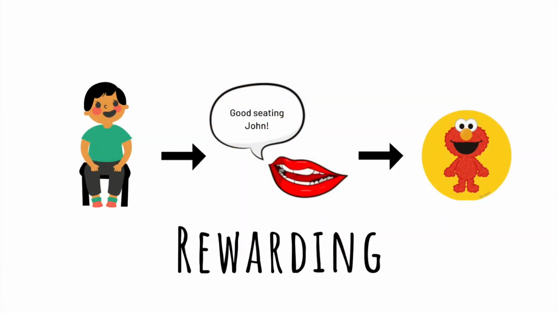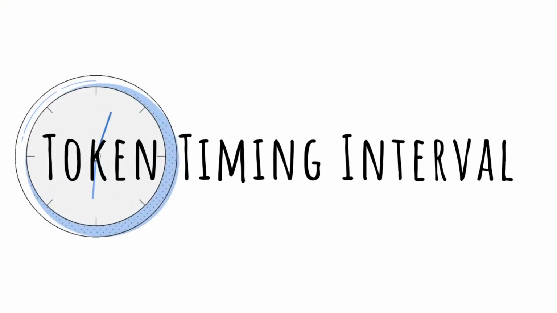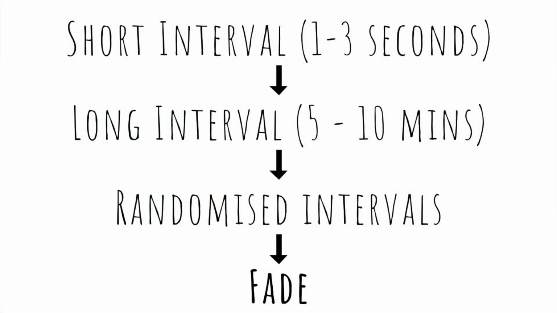Let's do a short recap of what we've discussed earlier on. Number one is to reward and not bribe. Rewarding is when the child is already performing the behavior, then you give the token. Secondly, timing intervals. There are four hierarchies for a timing interval: short interval, long, randomize, then fade. You could fade it and then replace it with social praise.